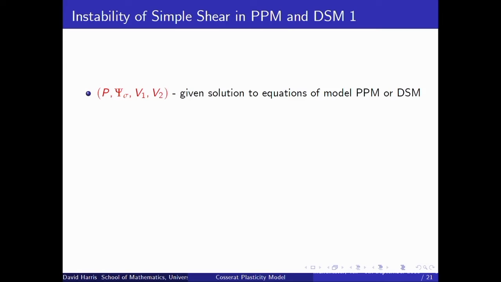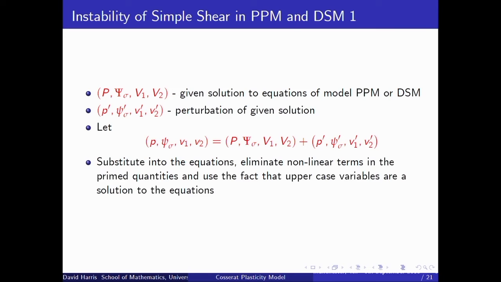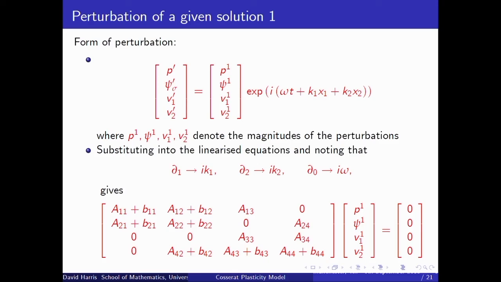We want to consider the instability of such flows. Big letters denote the underlying solution. Prime quantities denote the perturbation. The total solution is the sum of those two things. We do the usual thing: substitute into the equations, throw away all nonlinear terms in the prime quantities. The uppercase variables solve the equations, and so it enables us to consider a perturbation of those linear equations, and we convert it to an algebraic problem.